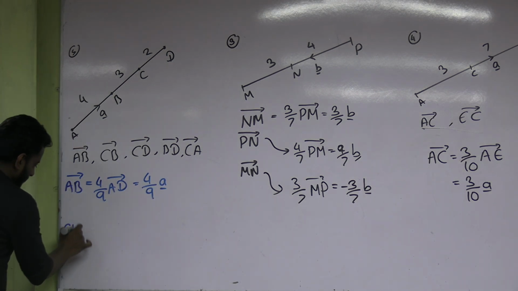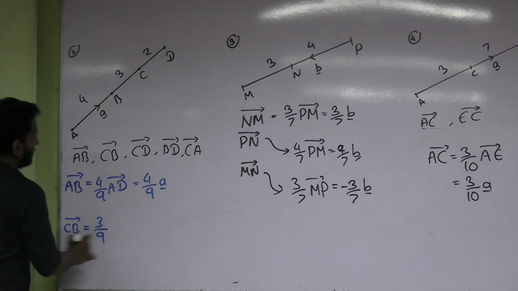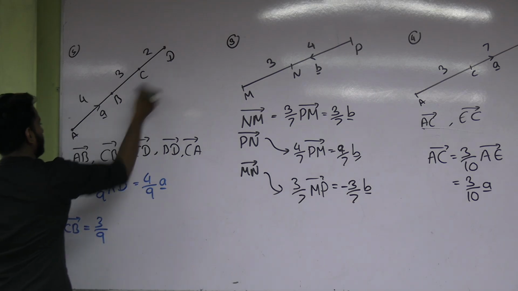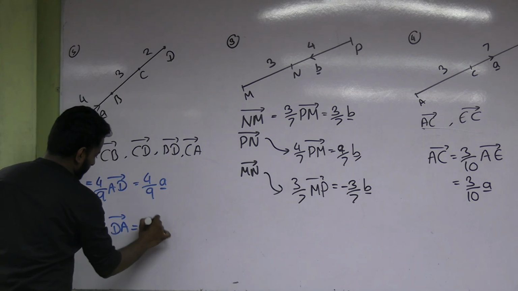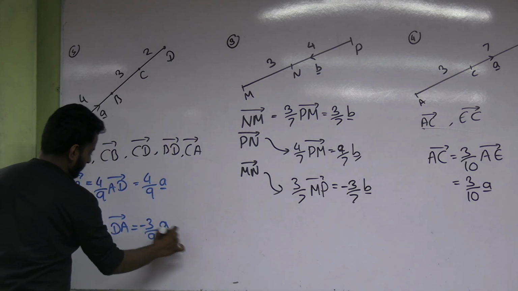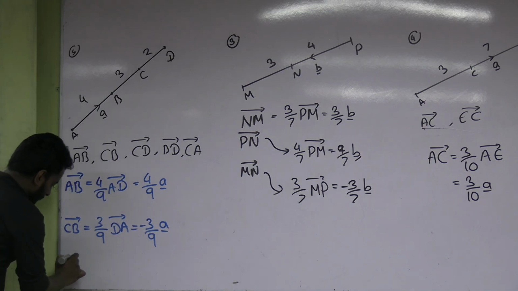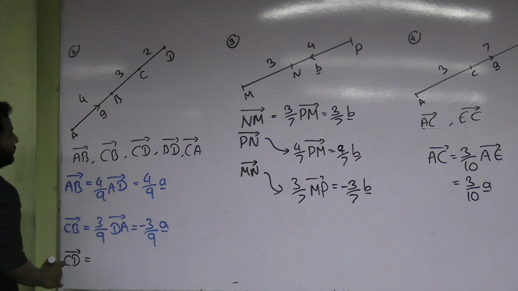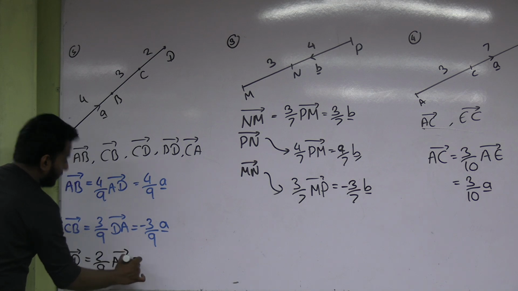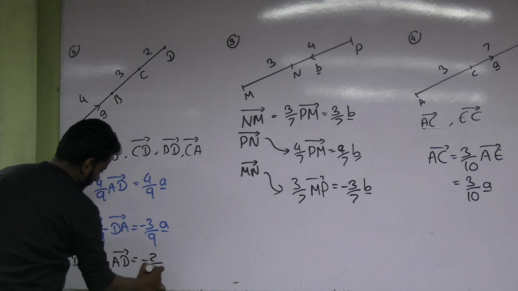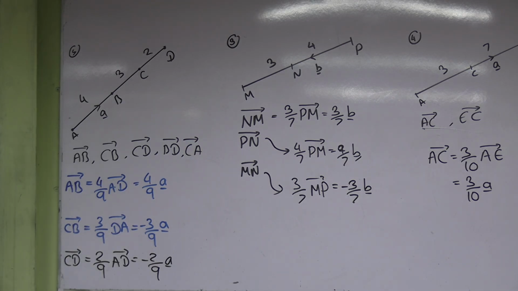And the vector CB is 3 over 9 CB, so the complete vector of CB is DA. DA is minus A, so this is minus 3 over 9 times A. And we move on to CD, so the vector CD equals to, here this is 2 over 9, so the complete vector of CD is AD, which is simple A, 2 over 9 simple A. Are we okay with that?